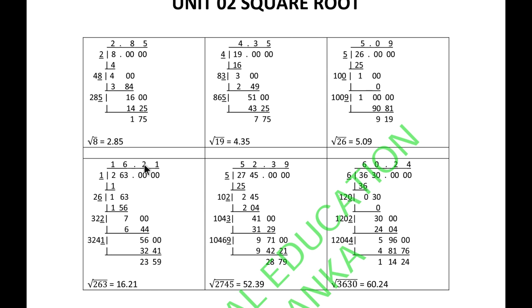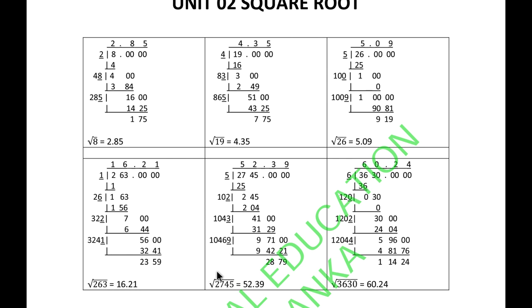That suitable one is 2. 2 times 322 is 644. Okay. So subtract. That is 56. Take 2 numbers down. Then that is 162 times 2. That is 324. Keep a blank. I put 1 here. I put 1 here. That is 3241. Answer is 2359. So inside the square root you get 263 equals 16.21.